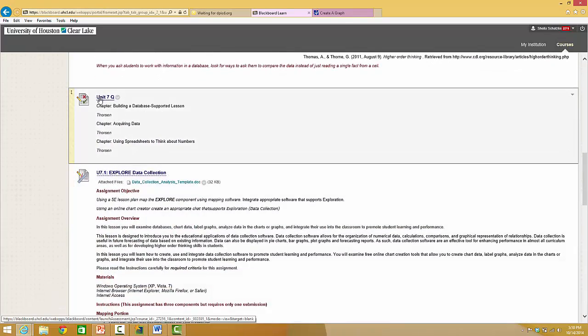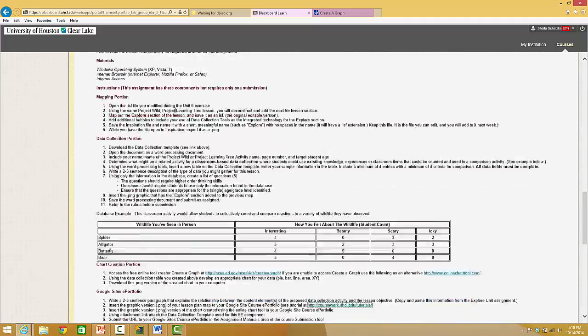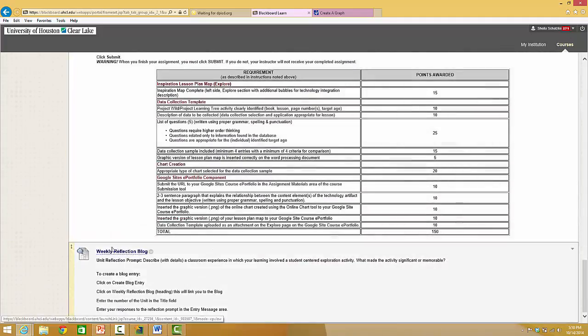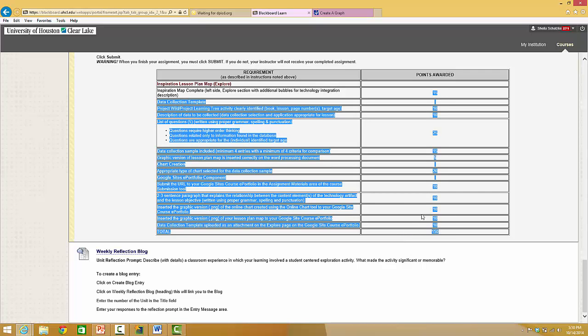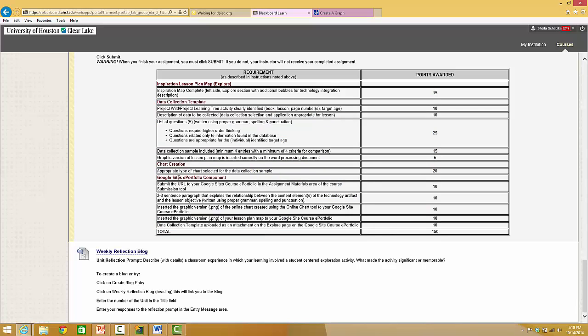Remember, you have the Unit 7 quiz. Remember that every week you should be answering your weekly reflection blog. At the end of the semester, I will be checking dates for that. And make sure that you're reading the rubric. This assignment is worth 150 points, and you can see everything that you're going to be graded on here. So make sure you're reading this.